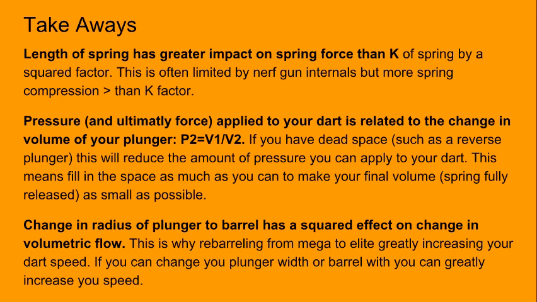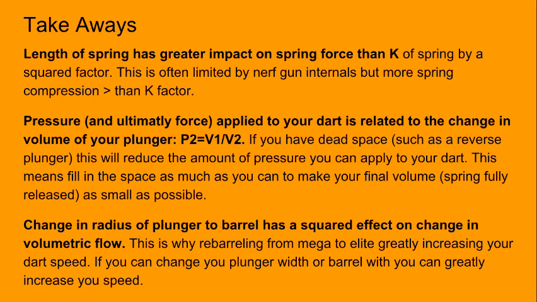And then the last takeaway is understanding the relationship between your barrel diameter and your plunger diameter. If your plunger diameter is very wide and your barrel is very narrow, you can have a squared effect on the volumetric flow that's going through there, and essentially a squared effect on the speed of your dart. This is why rebarreling from Mega to Elite can so greatly impact the speed of your dart leaving your gun. So these are my major takeaways here. Take it as you will.